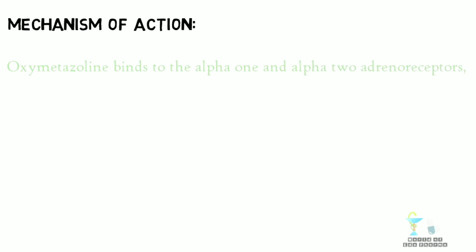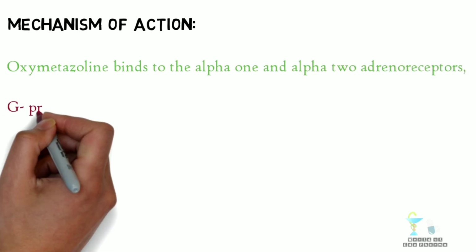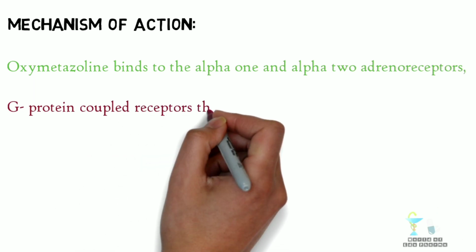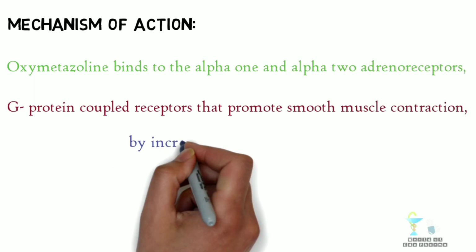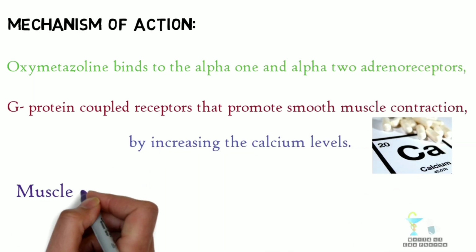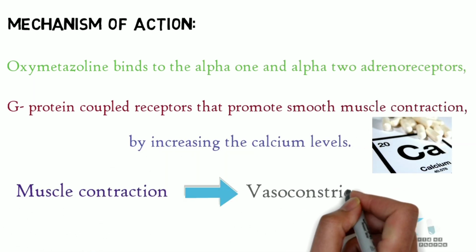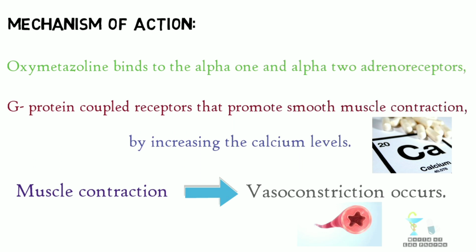Oxymetazoline binds to the alpha-1 and alpha-2 adrenoreceptors, which are G-protein-coupled receptors that promote smooth muscle contraction by increasing the calcium levels. Because of muscle contraction, vasoconstriction occurs.